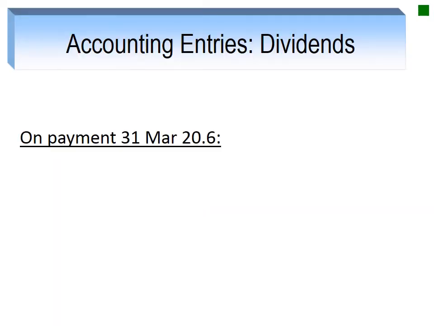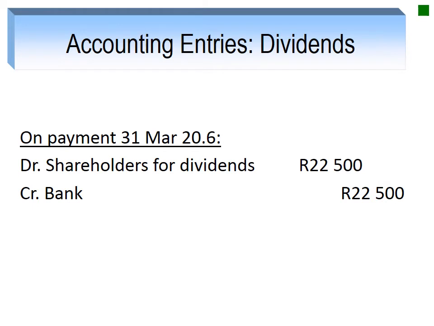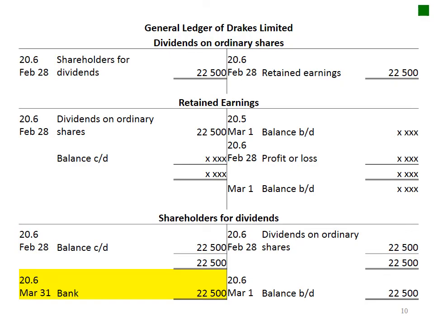If we now think about dividends being paid on the 31st of March, then we credit the bank account because we are making a payment, reducing bank, and we're going to debit our liability, shareholders for dividends. So when you make the payment, you debit the liability, you don't debit dividends. So the payment goes here to the debit of shareholders for dividend account. The shareholders for dividend had a credit balance, and now we've paid that amount.